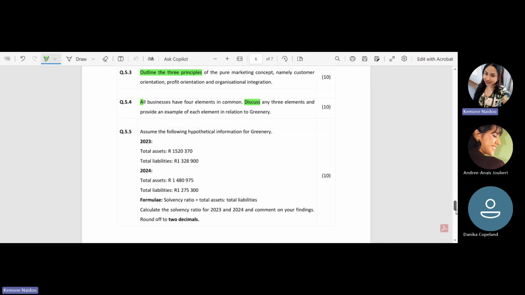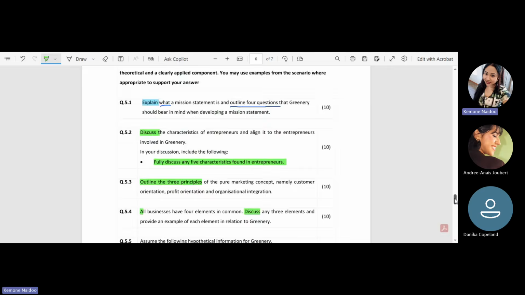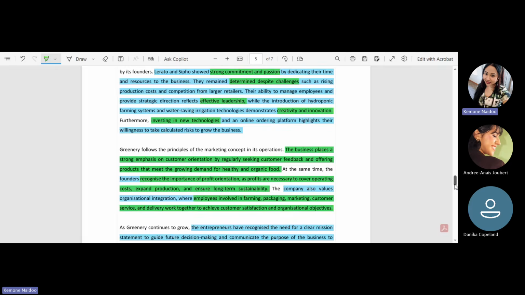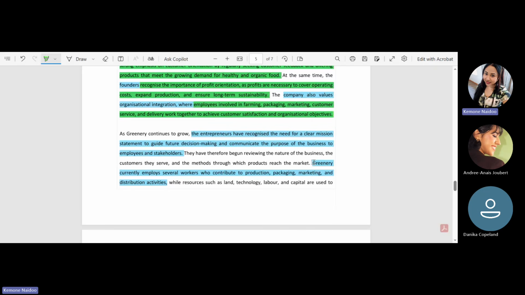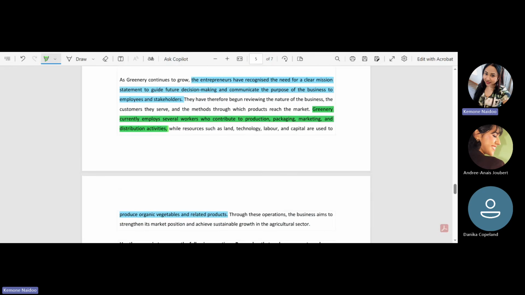So if we look at human activities as one, the theory behind it, we can say human activities refer to the people and the labor involved in producing goods and services. Okay, that can be our explanation. We can look at the case study for it. Here it says Greenery currently employs several workers who contribute to production, packaging. So that would be an answer for human activities, because they're employing several workers. So we know that they have human activities.